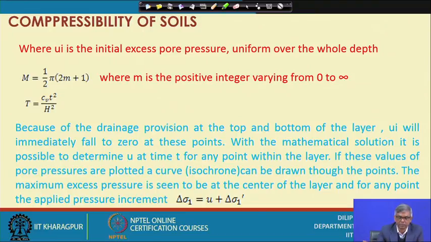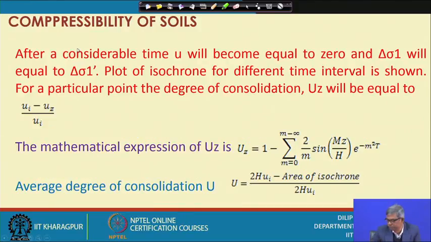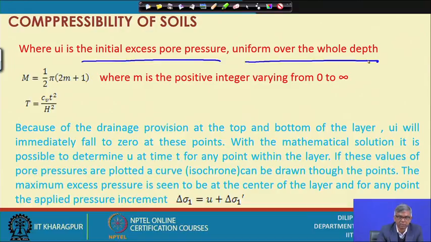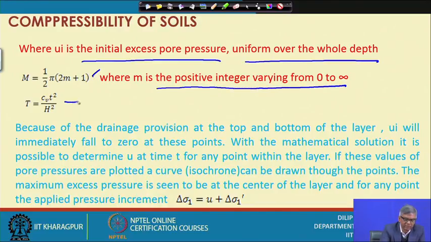You can see where u I is the initial excess pore pressure uniform over the whole depth. Though I have shown at the beginning that pore pressure distribution can be different, more at top but less at bottom, or less at top, more at bottom, for the initial development we are assuming u I is uniform throughout the depth, and capital M is this one, where small m is the positive integer varying from 0 to infinity, and T is the time factor.